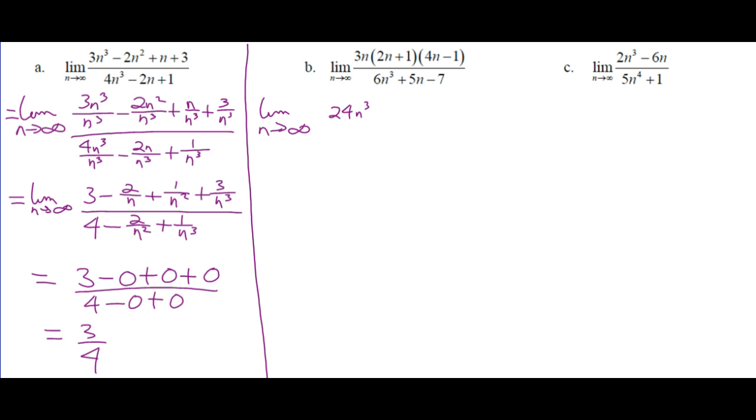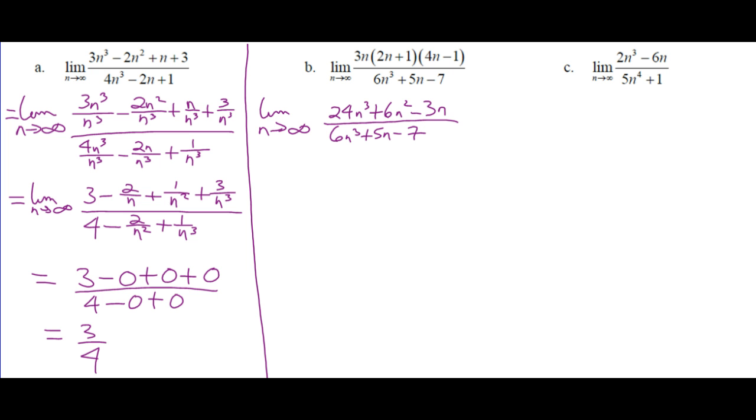Got minus 2n plus 4n, it would be plus 2n. So plus 6n squared. And we've got minus 1, so it'll be minus 3n over... okay, so we expand the top, the numerator.